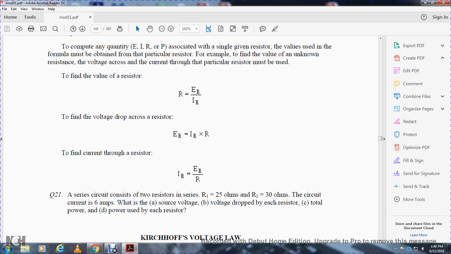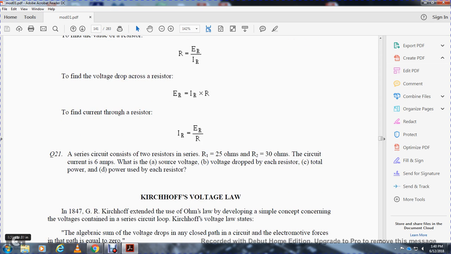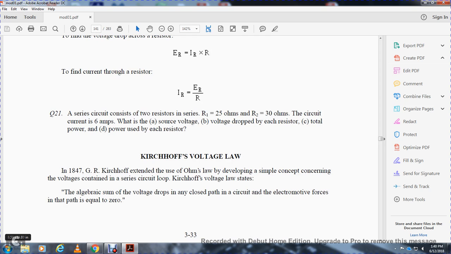So if resistor 1 is 25 ohms and resistor 2 is 30 ohms, and the current in the circuit is 6 amps, what is the source voltage, the voltage drop of each resistor, the total power, and the power of each resistor? All right, and we're going to cut the tape there.